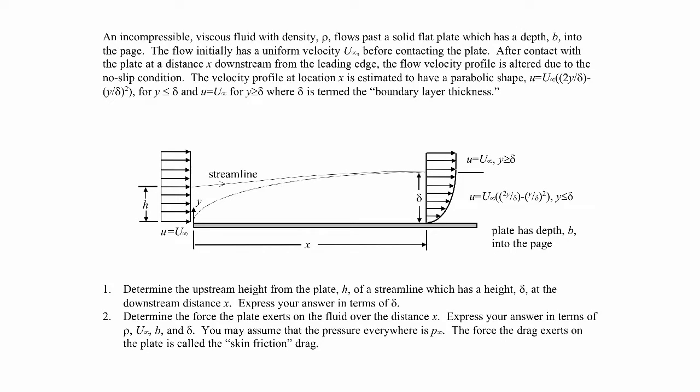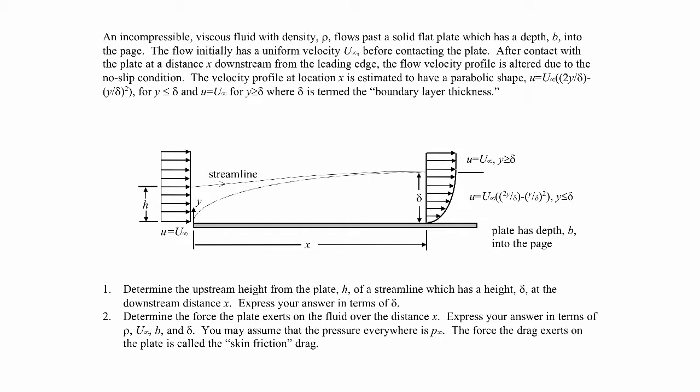In this example, we're told we have an incompressible viscous fluid that's flowing past a solid flat plate down here, which has a depth b into the page. And the flow initially has some uniform velocity called u infinity. So it's coming in uniform.